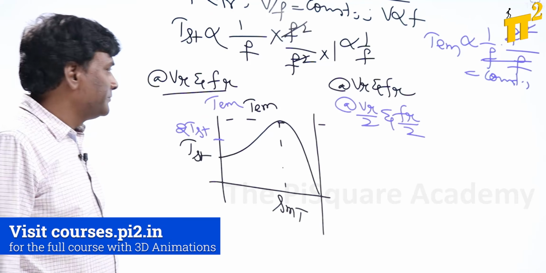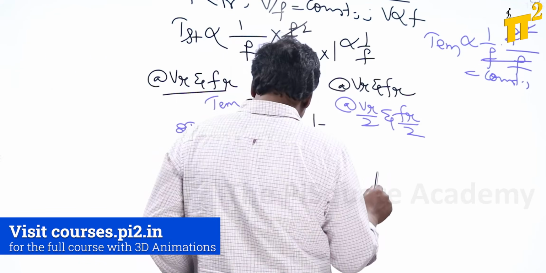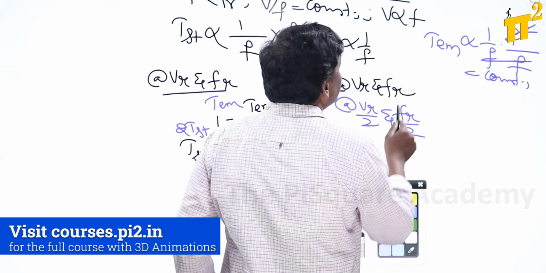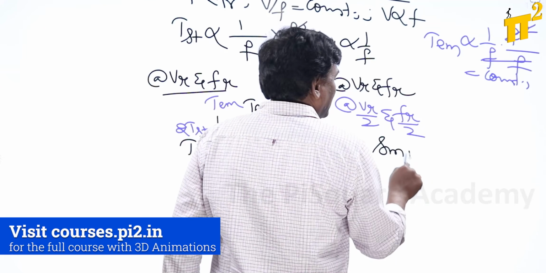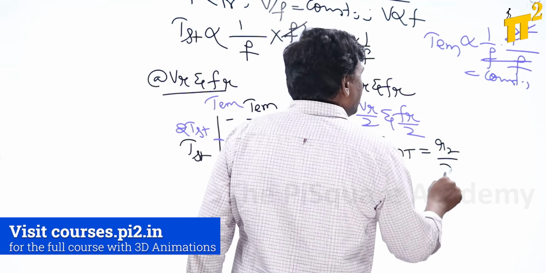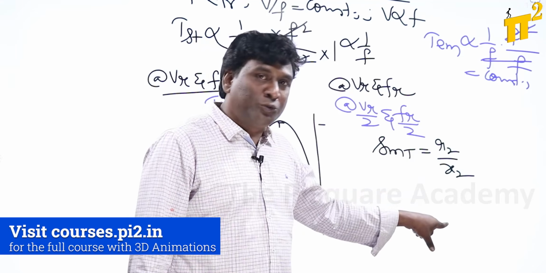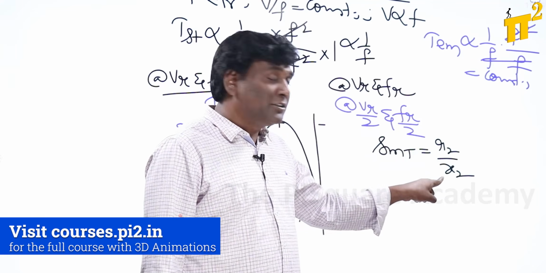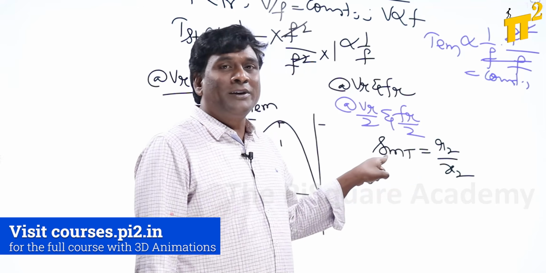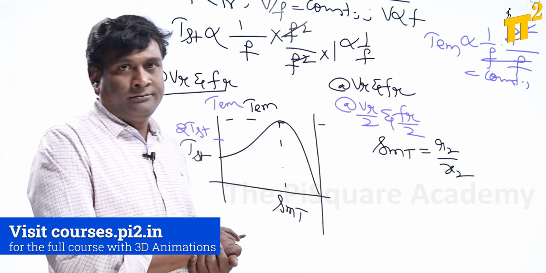Is going to be same. Now if you think of slip at which maximum torque occurs, the slip at which maximum torque occurs is going to be R2 by X2. The moment frequency is reduced, the slip at which maximum torque occurs is going to be doubled.